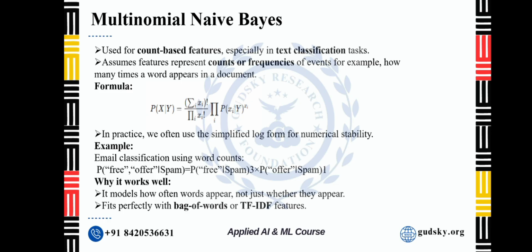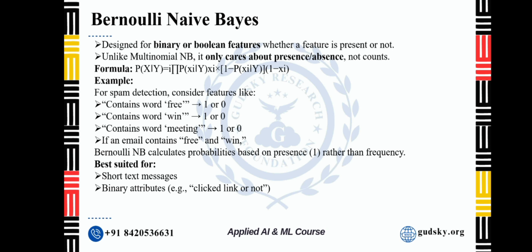And if we look at Bernoulli naive Bayes, it is slightly different from the multinomial one. While multinomial naive Bayes focuses on counts, Bernoulli naive Bayes only cares about presence or absence. A feature is either there, that means 1, or not, that means 0. For example, in spam detection, you could represent an email as: contains the word free, 1 or 0; contains the word win, 1 or 0; contains the word meeting, 1 or 0. Then the likelihood formula becomes as shown there. It basically multiplies the probability of present words and the complement probability of absent words.